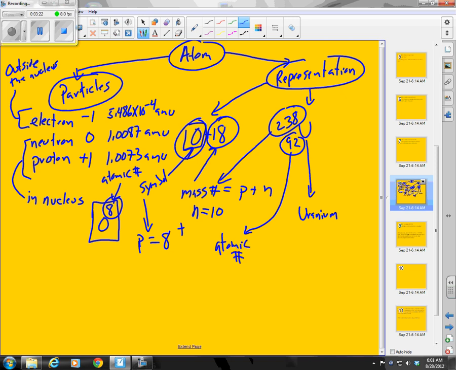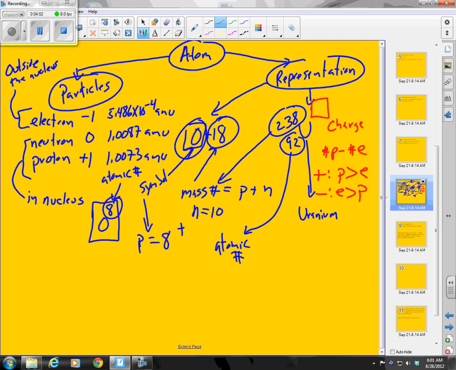Now, sometimes I use a different color here too. Sometimes we see some positives or negatives up here. And what does that mean? That means I have a charge on the atom. That means that the number of electrons and protons are not the same. So what is my charge? The number of protons minus the number of electrons is my charge. So if I have a positive charge, that means I have more protons than electrons. If I have a negative charge, I have more electrons than protons.